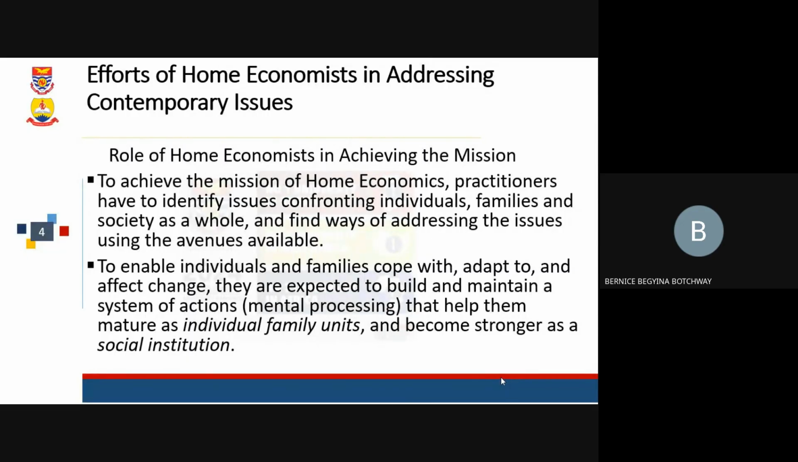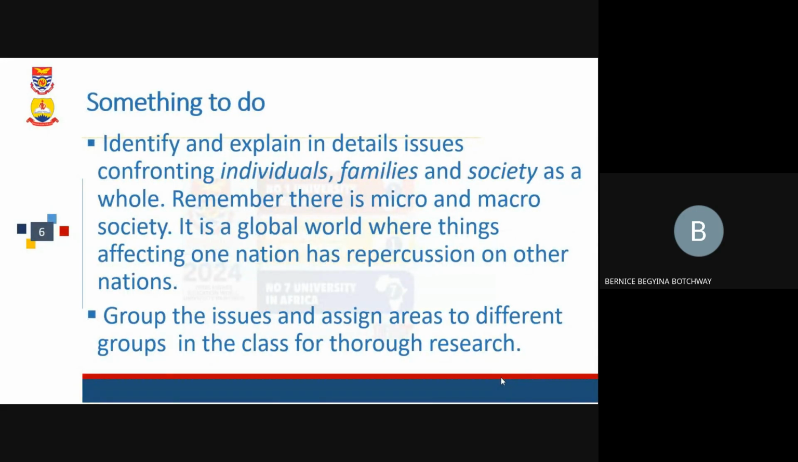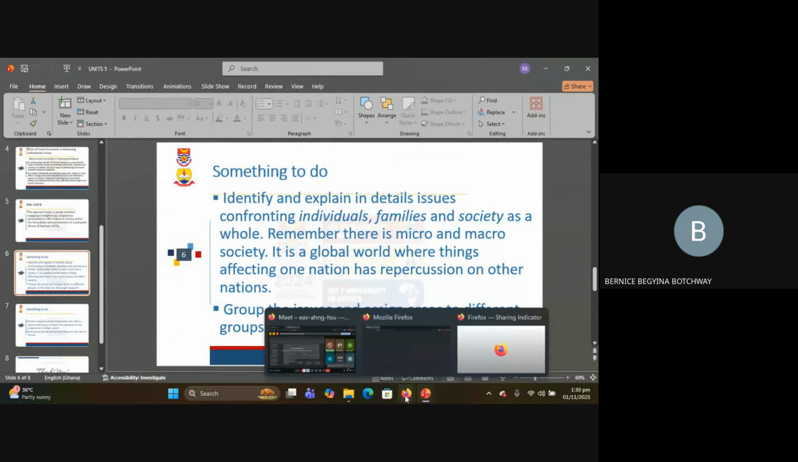Some of these issues, once we are still in this era, persist, and you cannot totally take them off. But you can help the person to cope with or adapt to them, to affect the change that we want to see. So we should make an effort, which will help us to lessen the burdens that man is experiencing in this era.